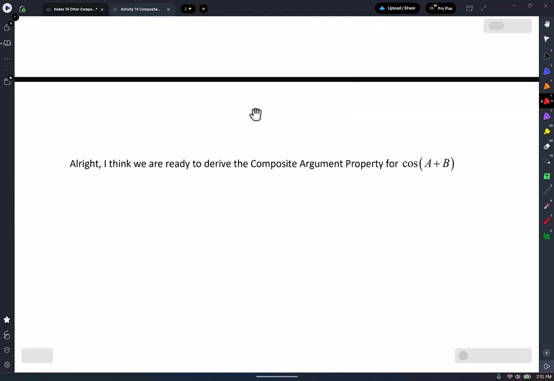I think we're ready to derive the composite argument property for cosine of A plus B. We're going to do a hack. What property do we know? We know cosine of A minus B. Hopefully you've done enough problems that you know what's up with this one. What's cosine of A minus B? The same thing as cosine A cosine B, plus or minus? Plus sine A sine B. Do you guys remember that from last week?